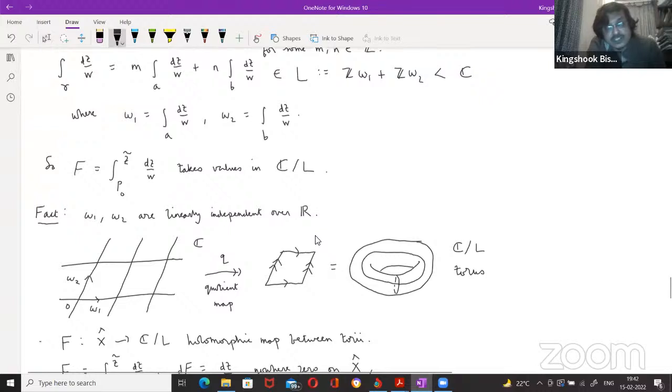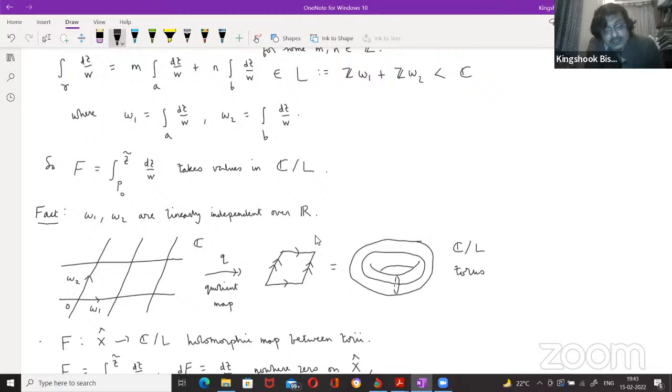One can show that these two integrals, omega 1 and omega 2, over the A curve and the B curve, are actually linearly independent. This follows from a classical relation of Riemann's called Riemann's bilinear relations. So you can show that omega 1 and omega 2 are linearly independent over R. So here's omega 1, here's omega 2. The subgroup generated by omega 1 and omega 2 will therefore be what's called a lattice in C. So that's a free abelian group of rank 2 with generators omega 1 and omega 2, such that it's a discrete subgroup of C, and the quotient is compact.